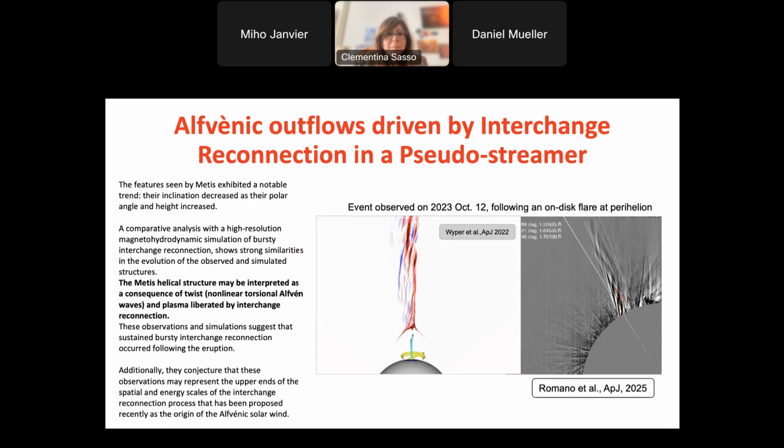So they made a comparative analysis with the high resolution MHD simulation of bursty interchange reconnection, and they found similarities with what they see in the observation. So they interpret this helical structure as a consequence of twist and plasma liberated by interchange reconnection.